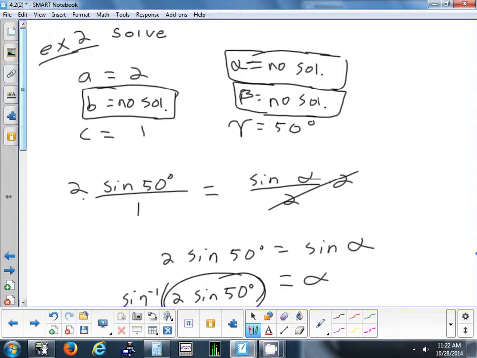So, not a triangle, then? No, we'll try to sketch this. We'll try to sketch a triangle that has a side 2 units long, 1 unit long, and the angle is 50. And we'll see why it's not a triangle. Okay, to sketch that angle, I'm going to need a protractor to draw it kind of accurately. So let's look at that.